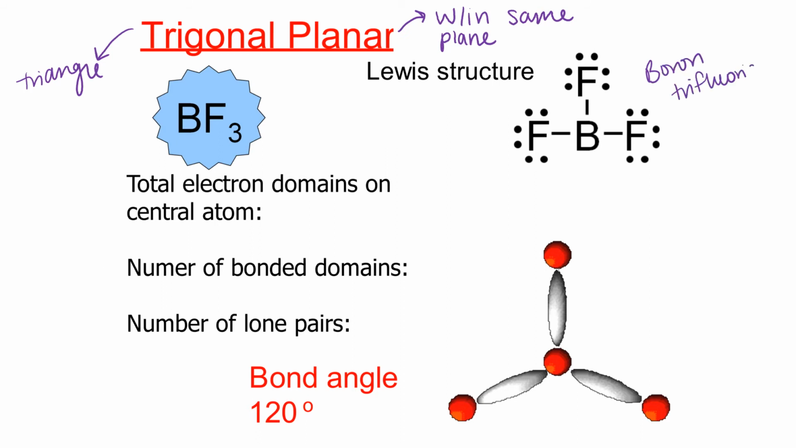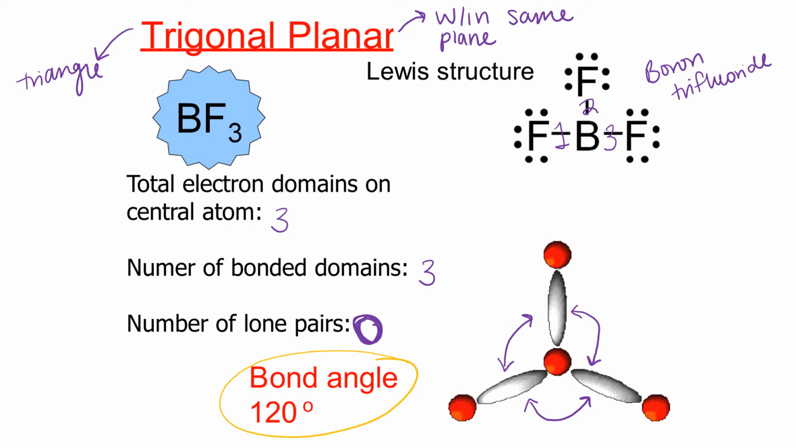Again, the Lewis structure has already been drawn for you. Looking at the number of electron domains we have, we've got 1, 2, 3. So the total number of electron domains is 3. Total number of bonded domains is 3. And we still have no lone pairs on our central atom just yet, but we will see that a little bit later on. So all of the electron domains are the same, which means that they are all repelling each other with the same amount of force. And so we are going to end up having an overall bond angle of 120 degrees in a trigonal planar molecule.